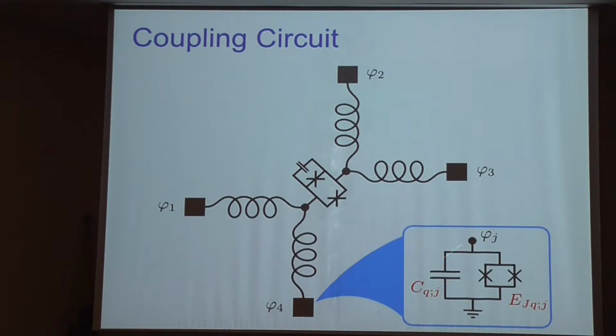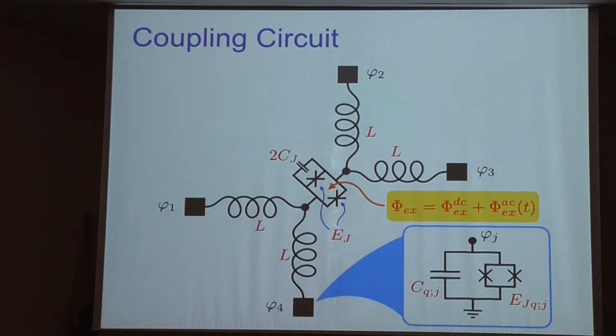Each qubit has this circuit, so this upper node is connected to this inductance, as in the circuit I introduced before. All these inductances have the same value, and then there's this DC SQUID at the center, where each junction has a Josephson energy EJ and comes with a capacitance, which I have drawn here as a shunt capacitance. And the crucial thing that we're going to do is drive this coupling SQUID not only with a constant magnetic field, but also with an oscillating AC field.